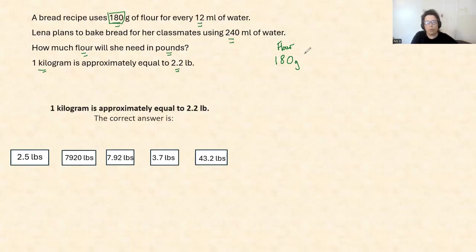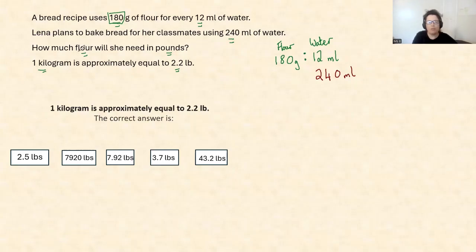also uses 12 milliliters of water. Now, Lena is going to bake bread for her classmates, but she's not going to use 12 milliliters of water. She's actually going to use 240 milliliters of water. Let me correct that. She's going to use 240 milliliters of water. Therefore, we need to know how much flour will she need?